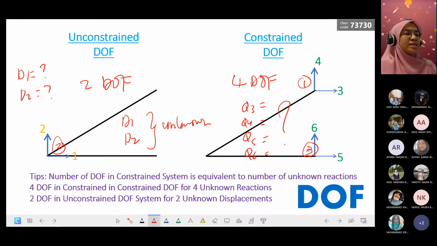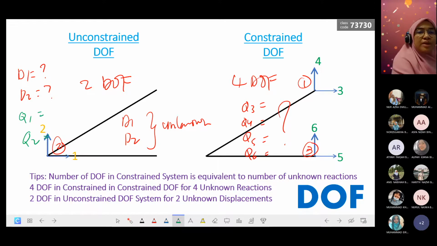Okay, and in opposite condition, Q and displacement, Q and D ni dia mesti opposite. Opposite condition means that kalau in unconstrained system, D tu unknown. Unknown lawan dia? Known. Unknown lawan dia known. So known means we have to put value. So Q1 is 350, another one is negative 200.